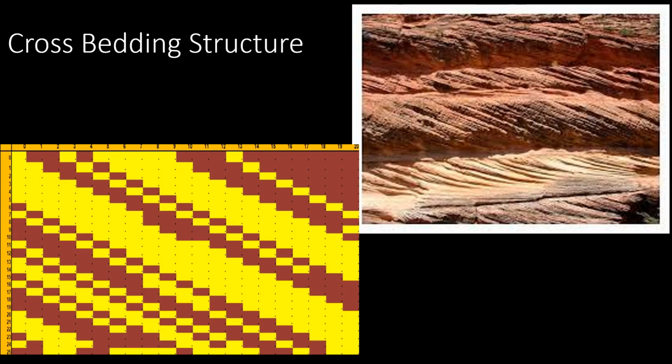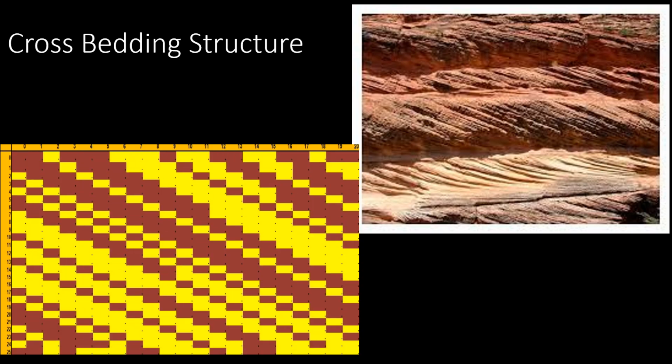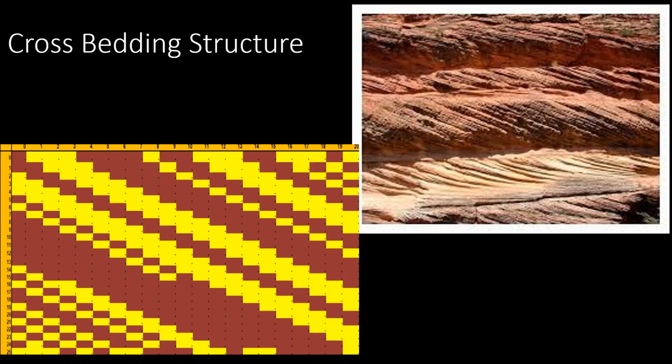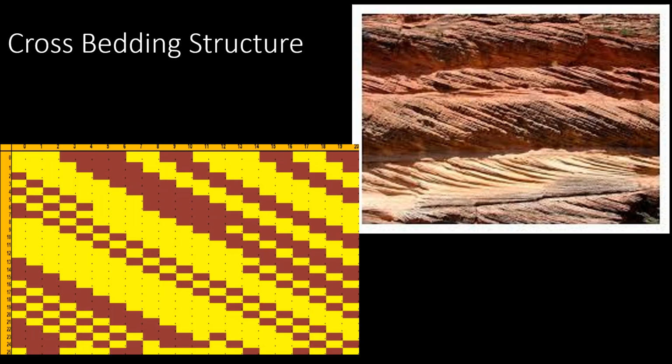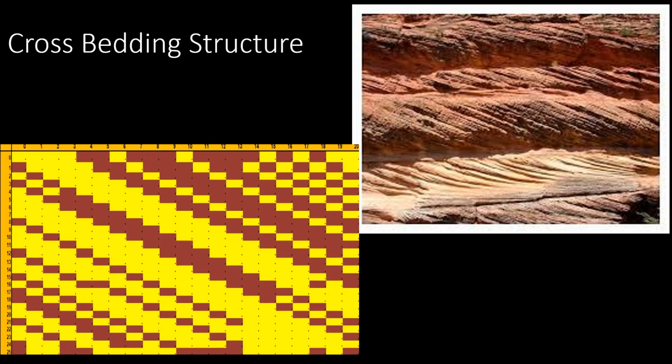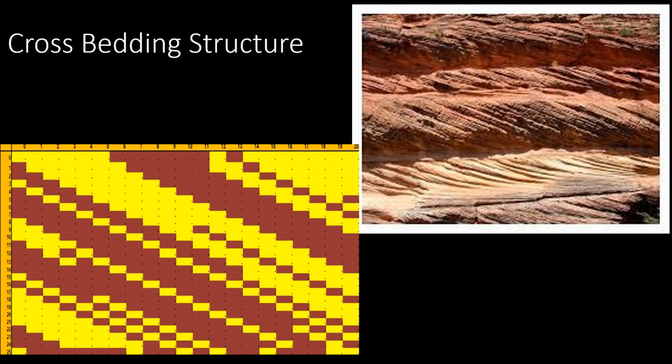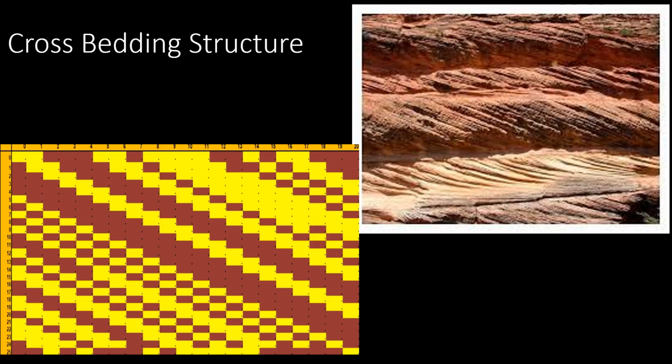Now, cross-bedding. Lowering the persistence in one direction while keeping it high in the other creates these tilted, cross-cutting patterns, the kind of structure typical of migrating channels and dunes depositing sediment at an angle instead of flat layers.